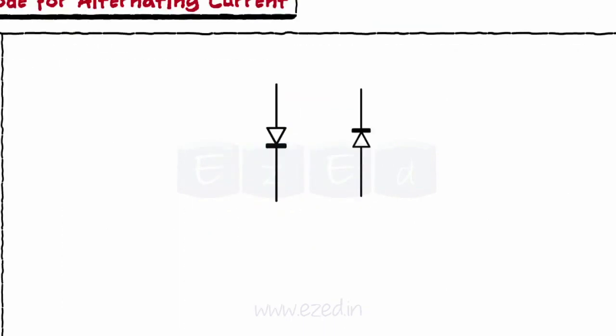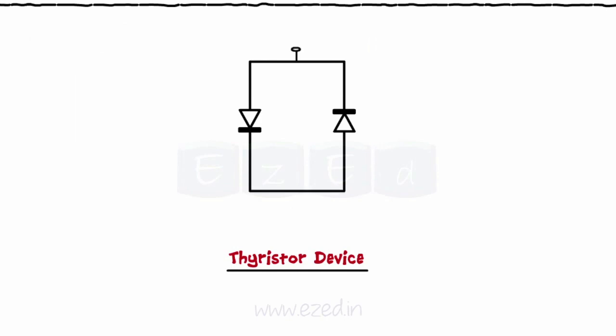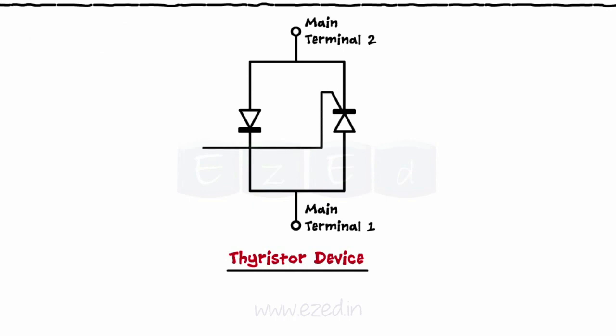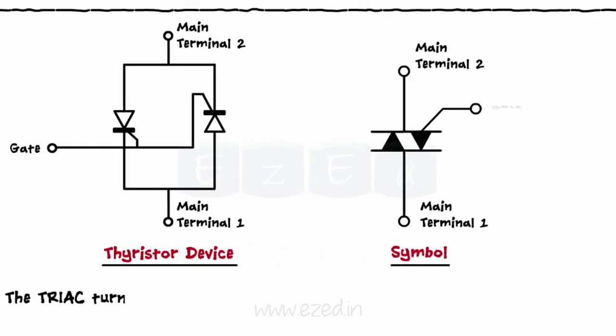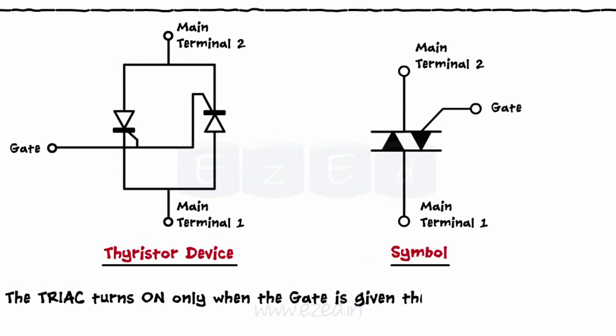The TRIAC is a thyristor device constructed by connecting two SCRs in anti-parallel direction. The common control terminal or the gate terminal is connected to the cathodes of both the SCRs as shown. So the TRIAC turns on only when the gate is given the triggering pulse.